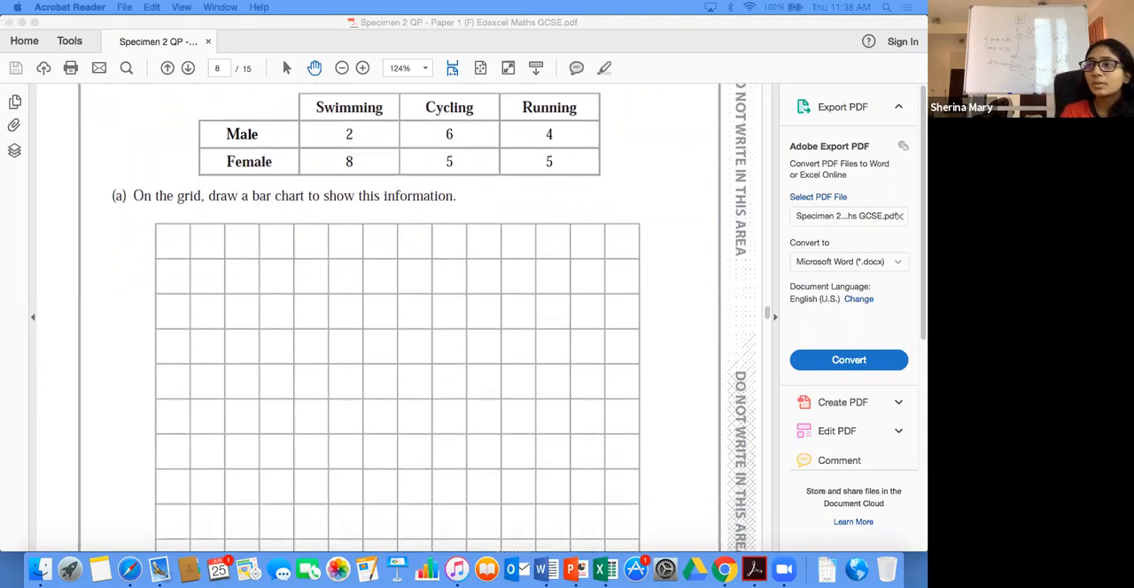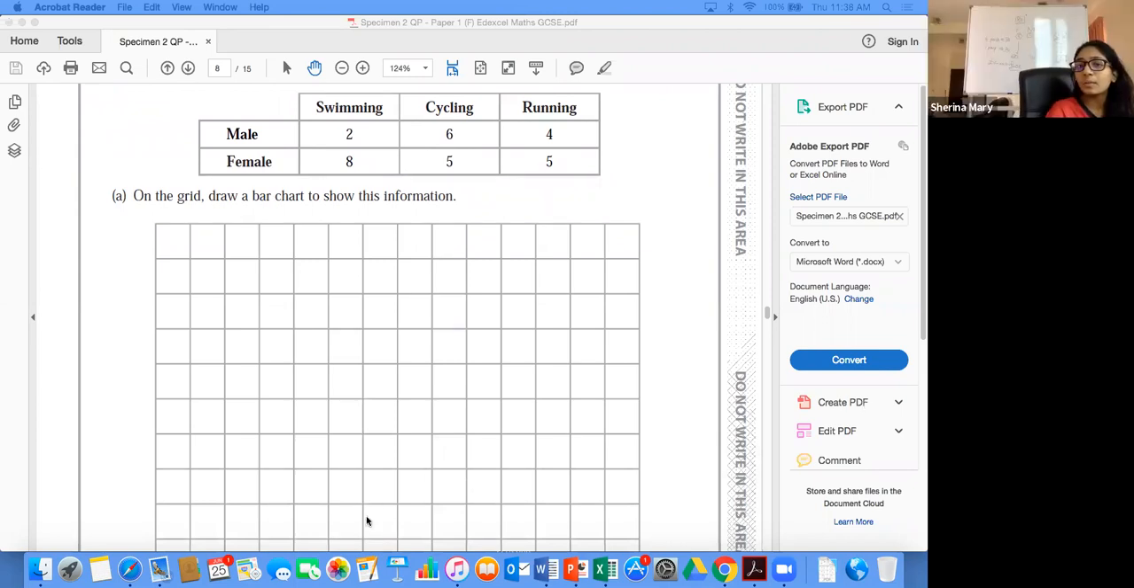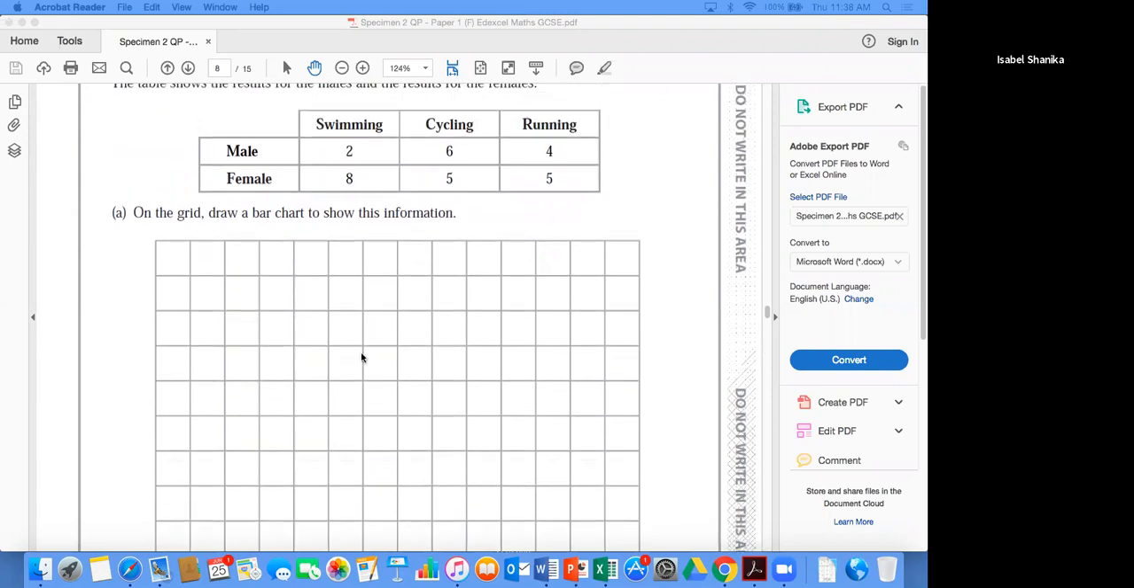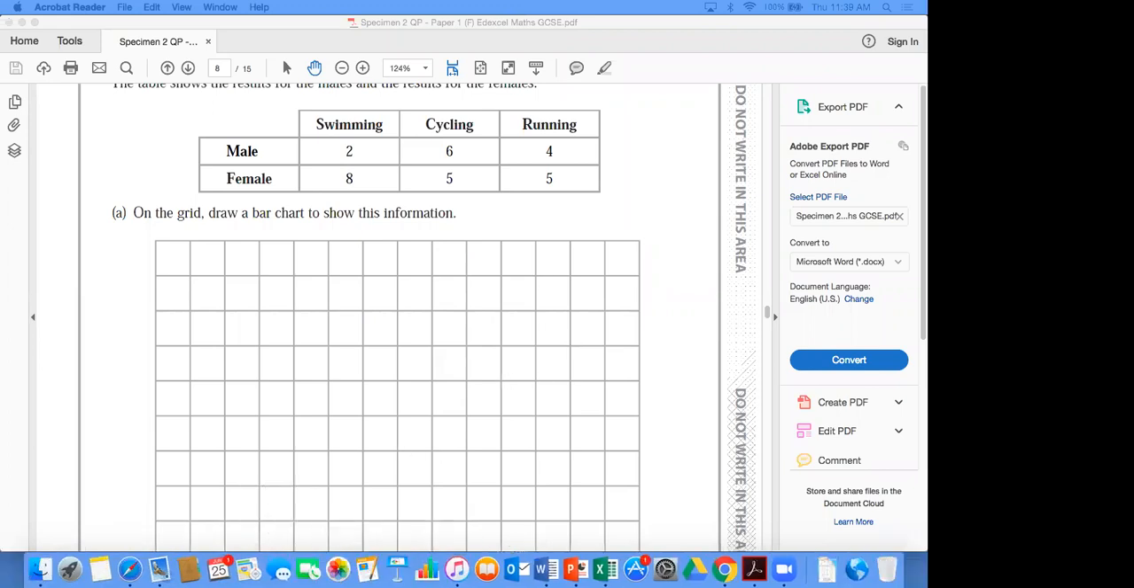So, few ways of doing it. Have you all drawn the bar chart? Yes, sir. Okay. Anyone has any questions on it? No, sir. No? Okay. Can you all take a picture and send to me, please, now?